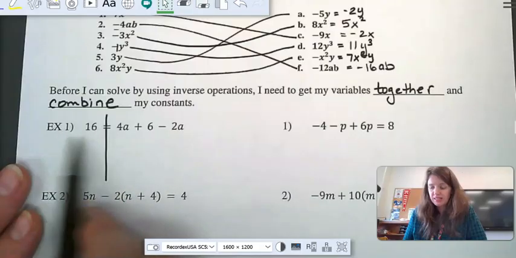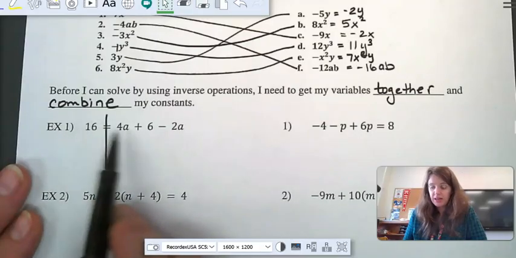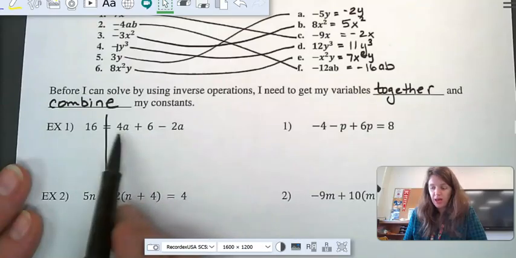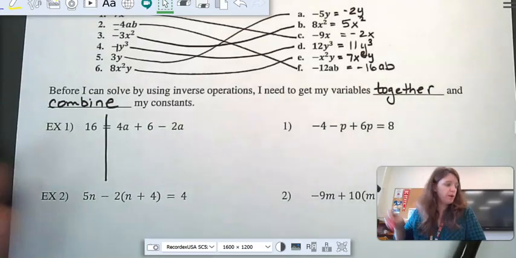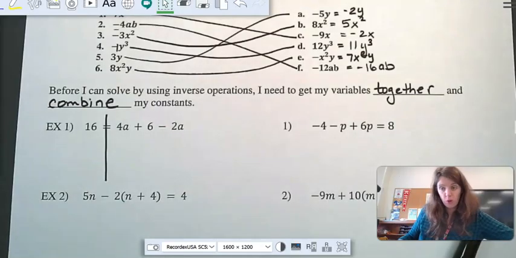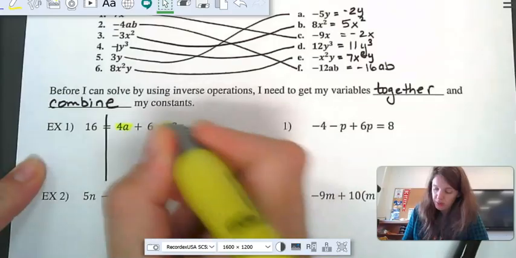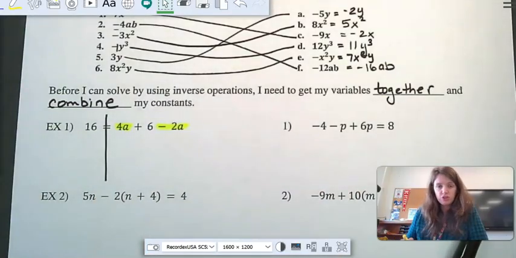16 is on the left side. It has nothing like it on its side. On this side, I have 3 terms. I have a 4a, a 6, and a negative 2a. 2 of those are like terms, and you might see them right away. There's a 4a and a 2a, right? Or a 4a and a minus 2a, I should be saying. 4a and a minus 2a.